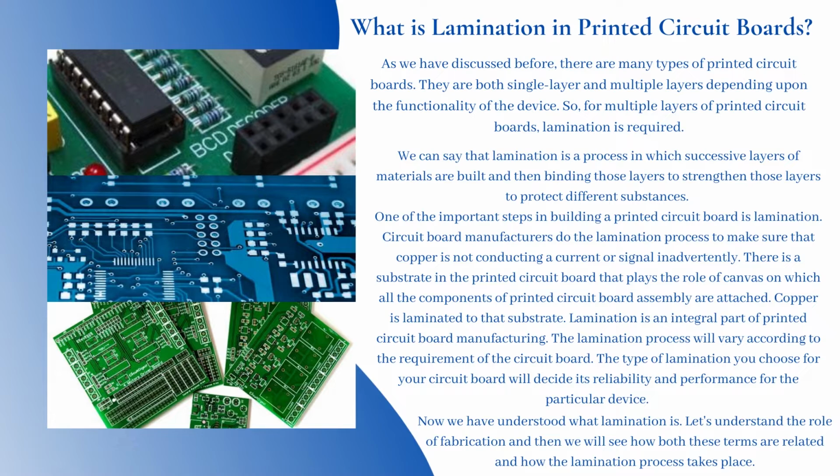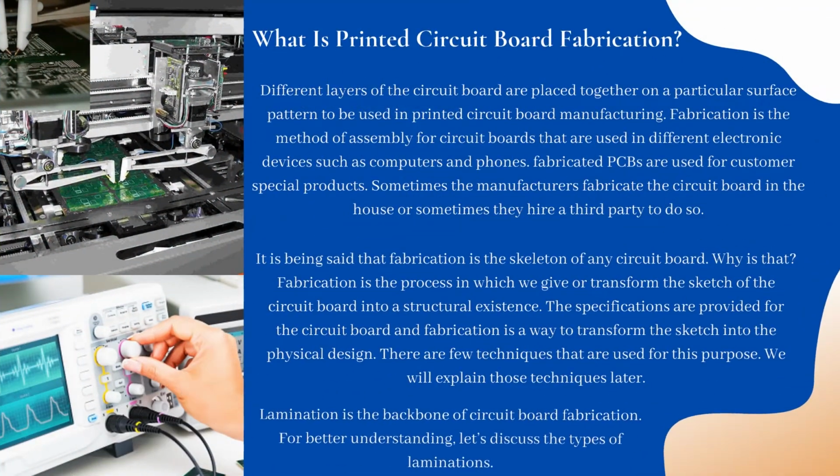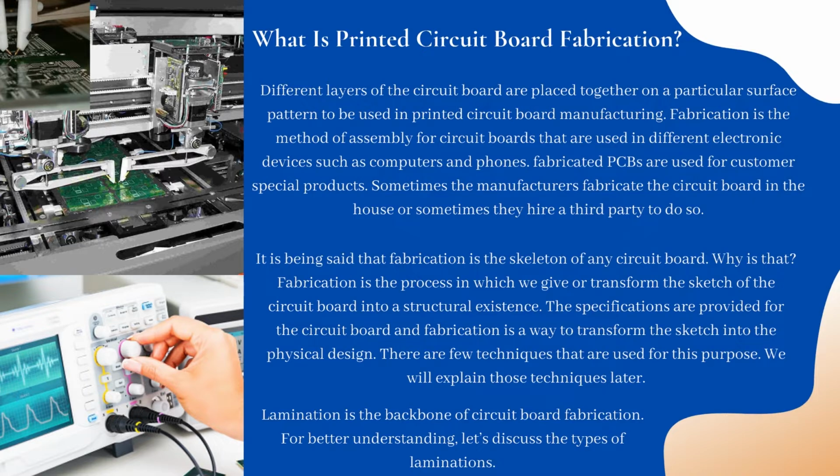Now we have understood what lamination is. Let's understand the role of fabrication, and then we will see how both these terms are related and how the lamination process takes place. What is printed circuit board fabrication? Different layers of the circuit board are placed together on a particular surface pattern to be used in printed circuit board manufacturing. Fabrication is the method of assembly for circuit boards that are used in different electronic devices such as computers and phones. Fabricated PCBs are used for customer special products. Sometimes the manufacturers fabricate the circuit board in house, or sometimes they hire a third party to do so.